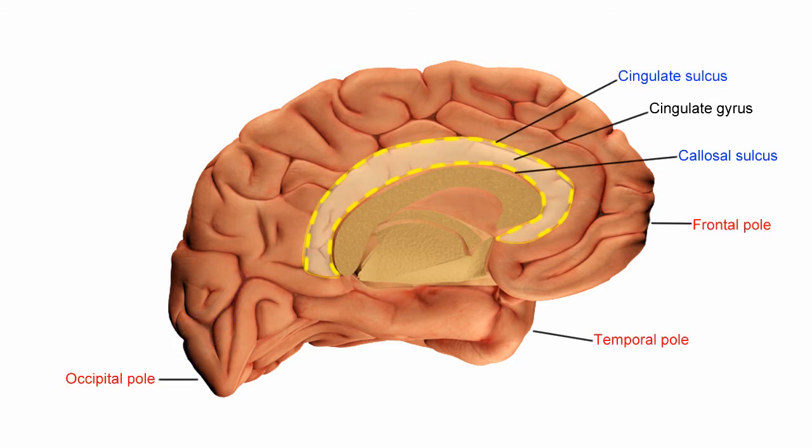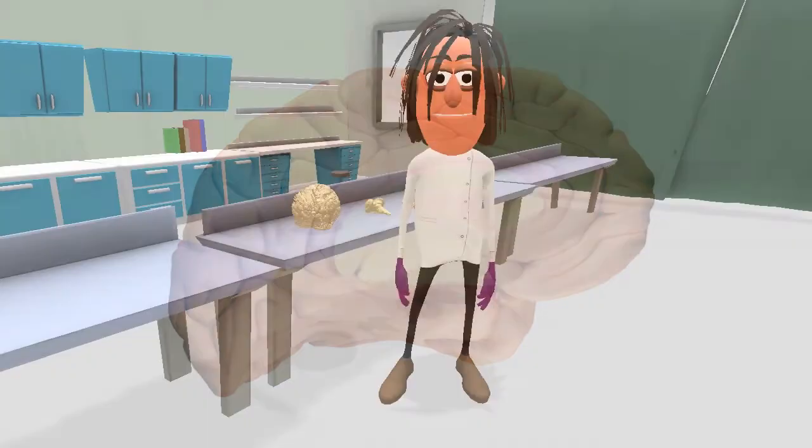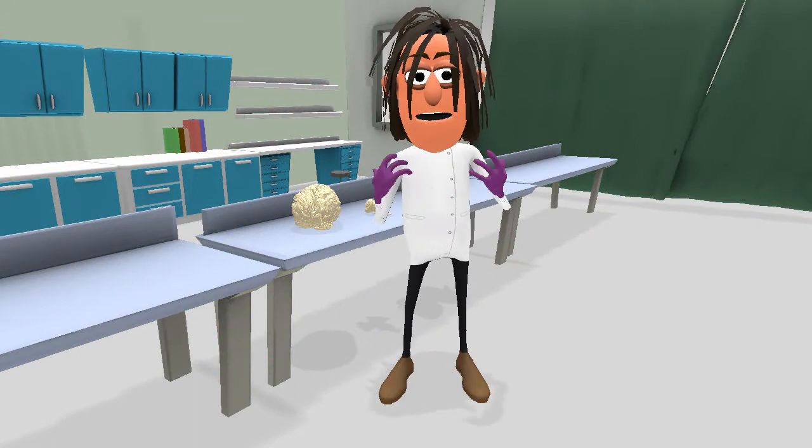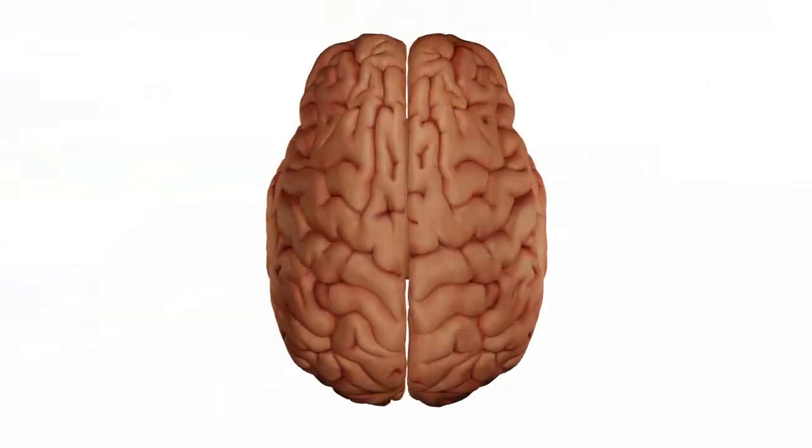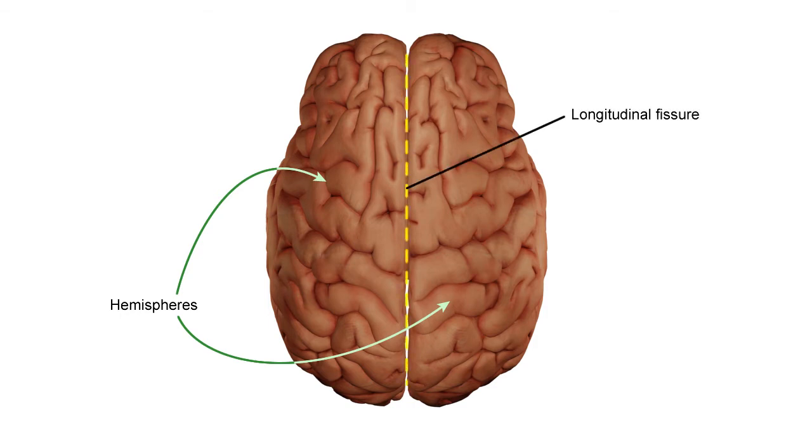The cingulate gyrus wraps round the corpus callosum and is bounded by the callosal sulcus and the cingulate sulcus. This structure is very important in the limbic system and our learning mechanisms. The final major structure to look at is the longitudinal fissure. When you look down the brain from above, you can see that it is separated into two hemispheres. The longitudinal fissure is a deep cleft that separates the two hemispheres of the brain. It extends from the anterior to the posterior of the brain and defines the position of the midline.